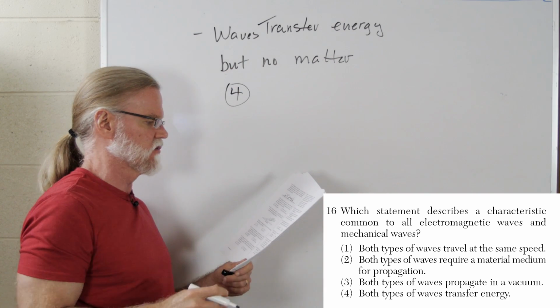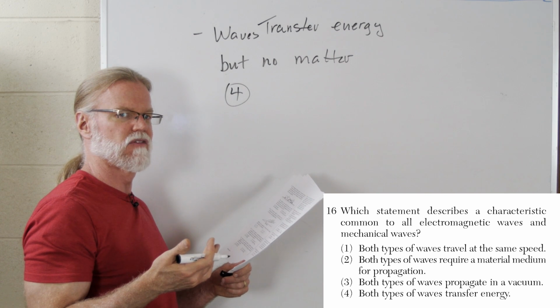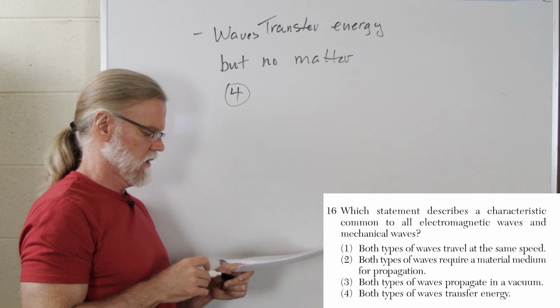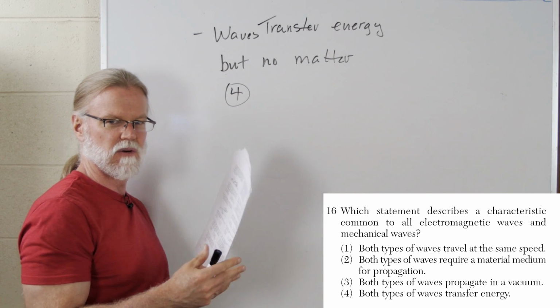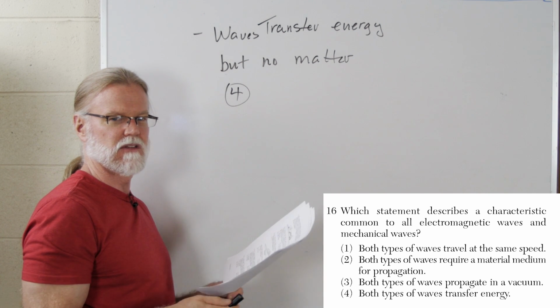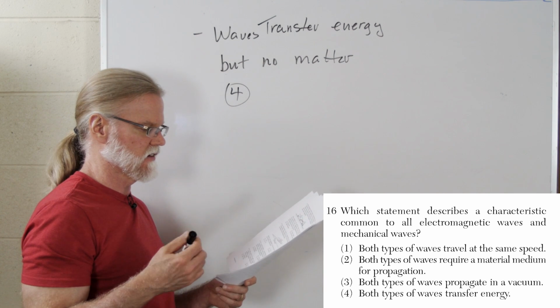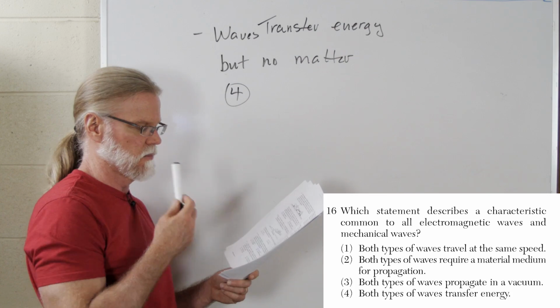One other thing on this one. The thing that determines the speed of a wave, of course, is the medium. And that's the only thing that really determines the speed of a wave. The frequency or any of that stuff doesn't affect the wave. So that's an important thing to remember.